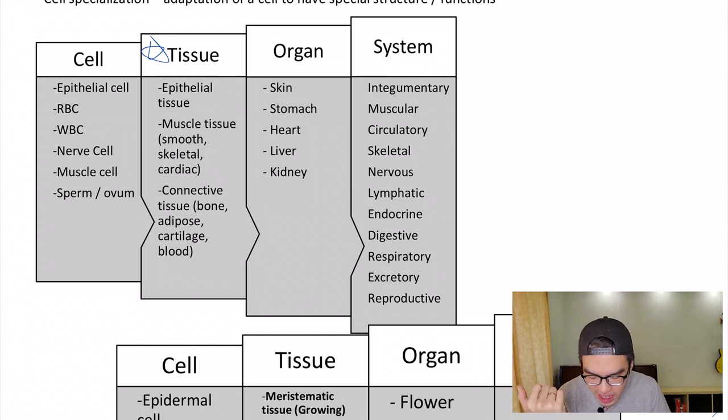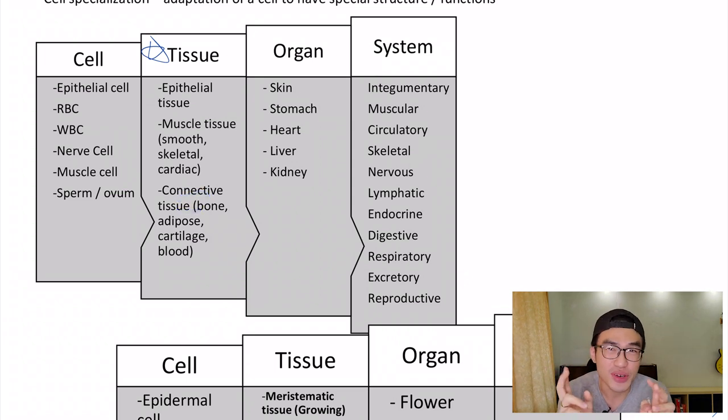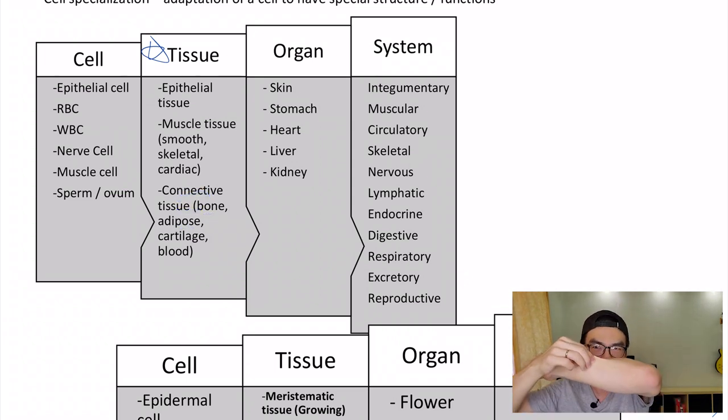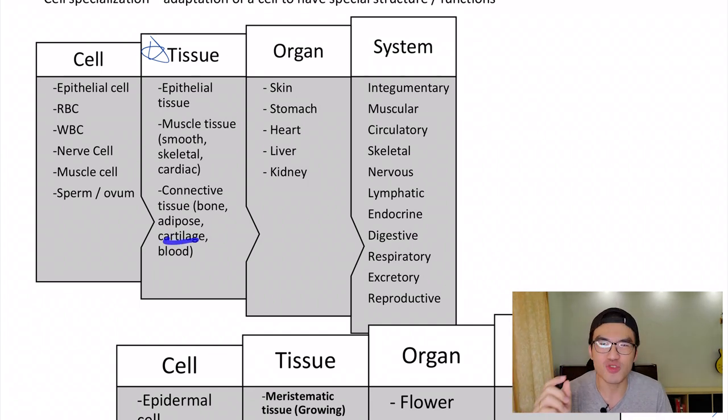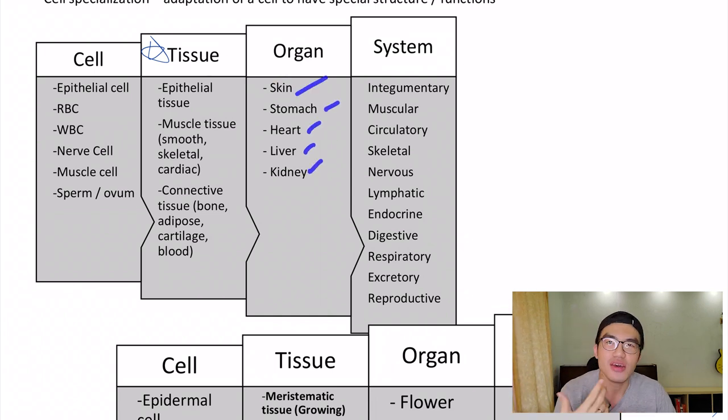Moving on, connective tissue, this is what I call the weird class because you have bone, adipose being your fat tissue, okay, underneath your skin. Your cartilage, which is the soft bone, okay, your ear is made of cartilage, and of course your blood. How are they connective tissue? I don't know. They sort of connect things. I guess that's why I call this the weird family. Next, moving on, you have your organs. I don't think I need to go too much into this. Your skin, stomach, heart, liver, and kidney, you know this.